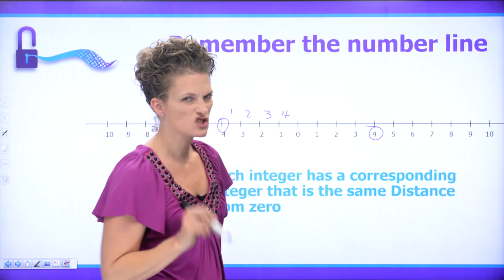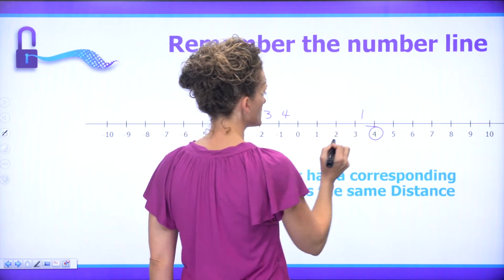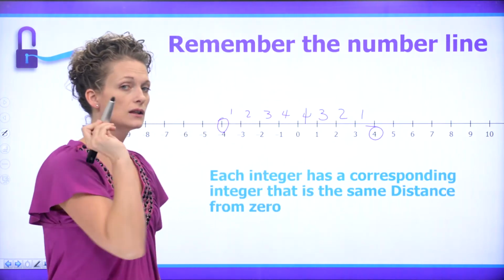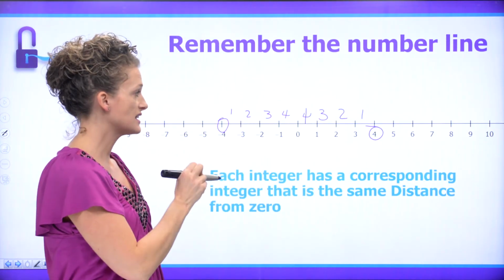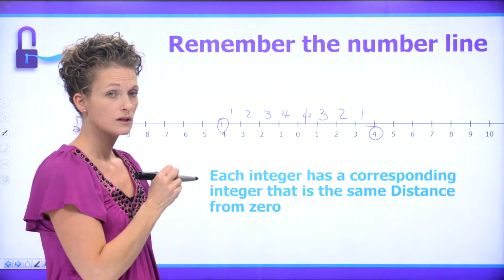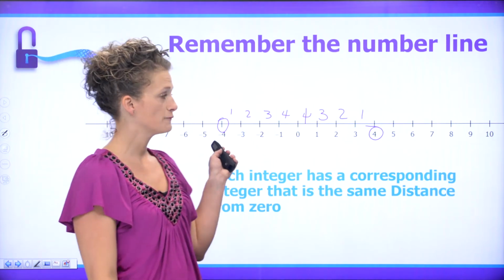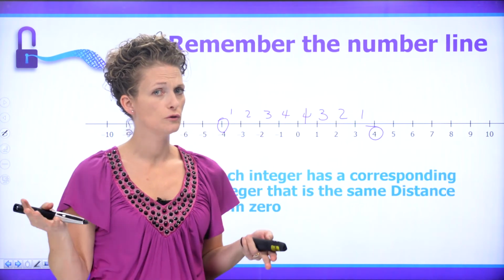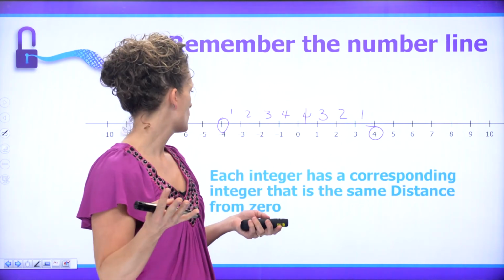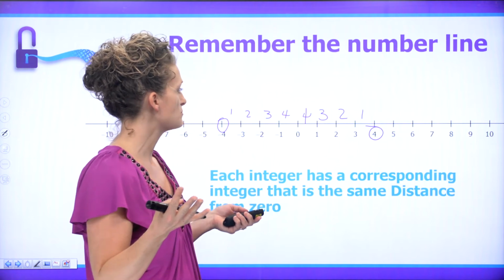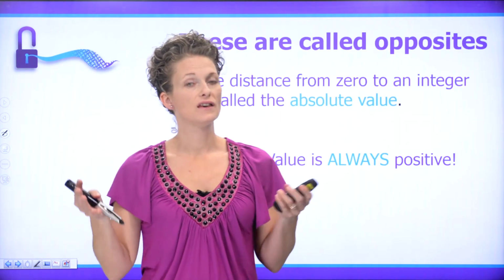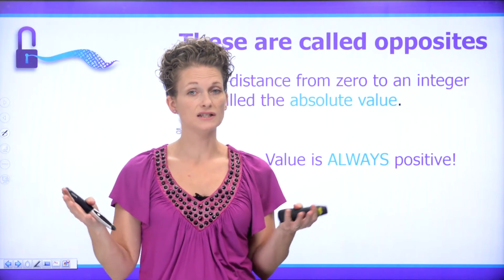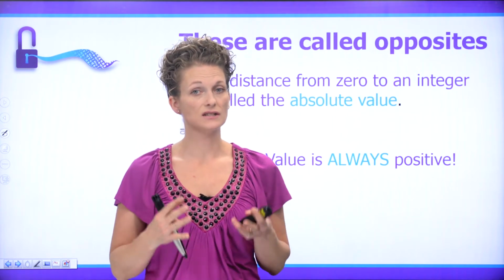Let's count the spaces just to make sure that we are correct. 1, 2, 3, 4. Indeed, +4 is the same distance from 0, which is 4, as -4 is from 0. Now those are two different integers. -4 and 4 are very different. So they have the same distance but different integers. They are called opposites. So -4 and 4 are opposites, but they are both the same distance from 0.